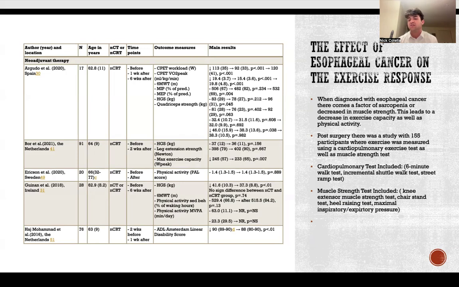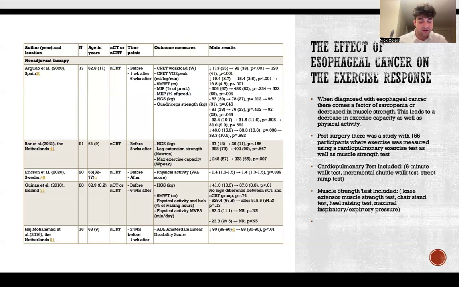And the cardio included a 6-minute walk test, a shuttle walk test, and a stair ramp test, while the muscle strength included a chair stand test, muscle strength test using a hand grip ergometer, and maximal inspiratory and expiratory pressure.